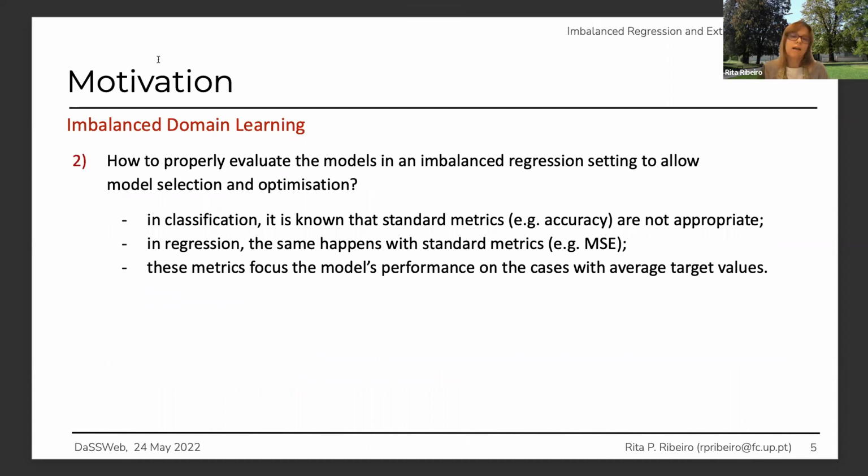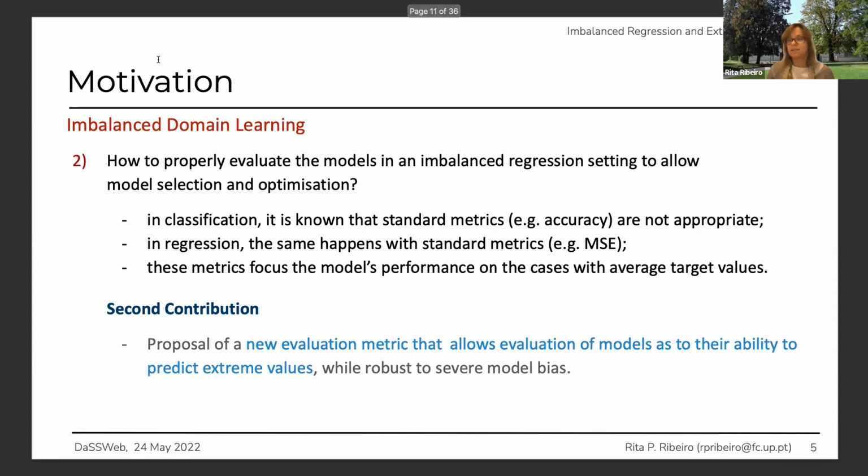Then the second challenge that such contexts in regression pose is how can we properly evaluate the models within this scenario. In classification, we know that whenever we have an imbalanced predictive task, standard metrics such as accuracy are not appropriate. The same happens with regression. Standard metrics like the mean squared error or the mean absolute error try to enhance the performance of models over the average or the median target values.